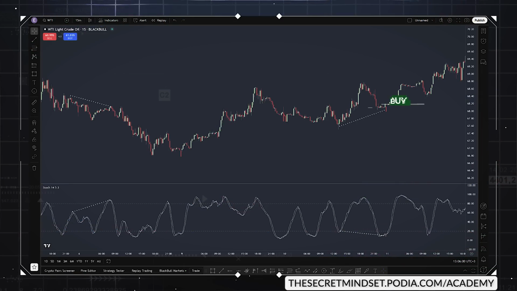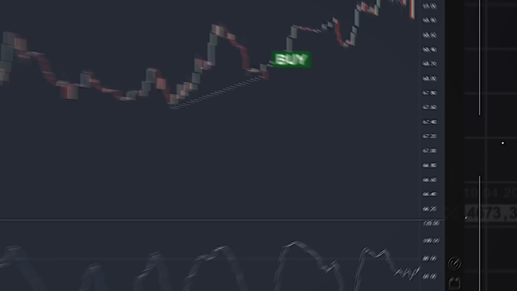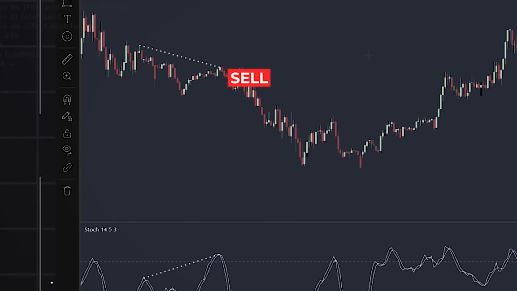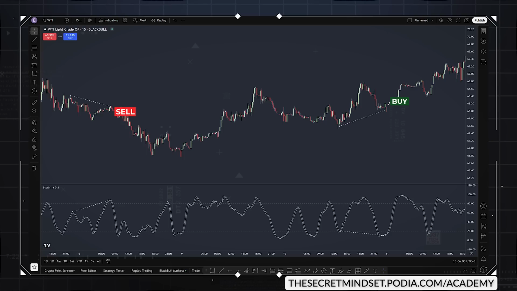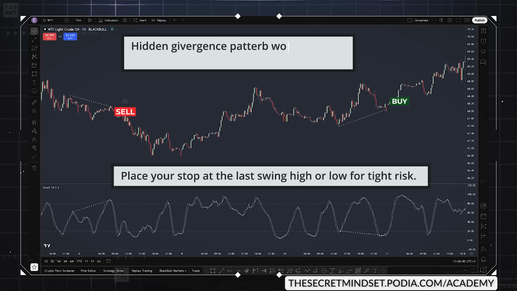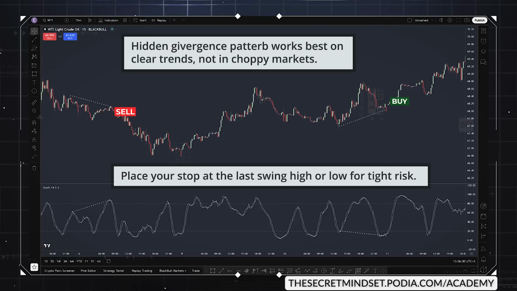You can trade hidden divergence by entering in the direction of the main trend. For bullish setups, go long when price starts to rise after the divergence. For bearish setups, go short when price starts to fall. Use the last swing high or low for your stop. This keeps your risk small, in case the setup fails. This pattern works on any market, but it's best on clear trends, not in choppy sideways action.